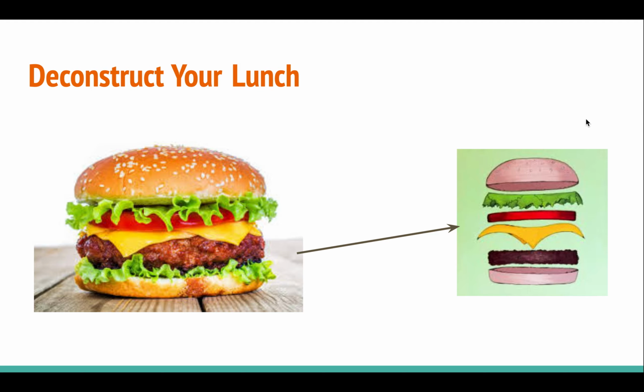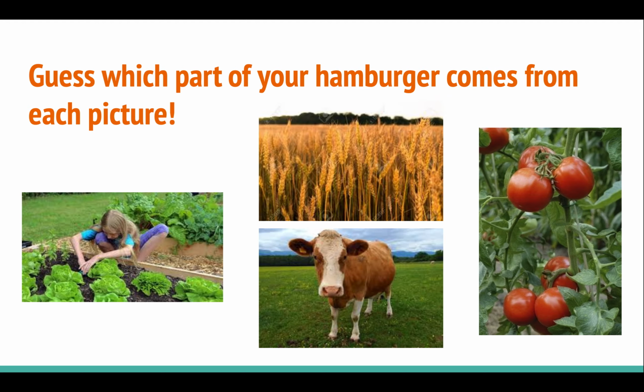Anyway, these are the main parts of our cheeseburger. We have our bun, lettuce, tomato, cheese, the burger part, and the bottom bun. So let's take a moment, think to yourself if you know already which food groups are represented here and where these foods are coming from. So take a minute, pause the video, and think about it, and then jump right back in. Okay, great. Everybody had a chance to think about it. So guess which part of our cheeseburger comes from each picture.